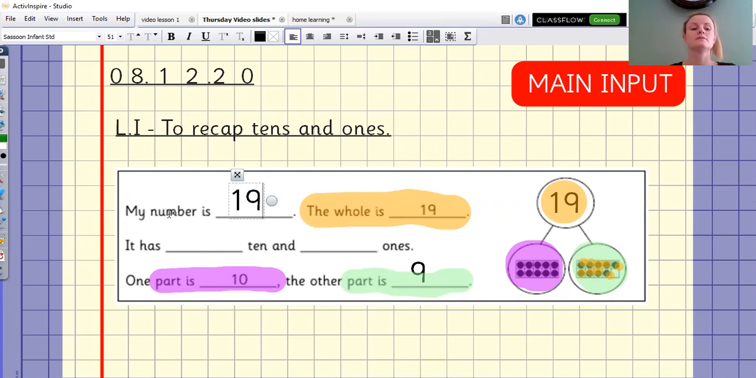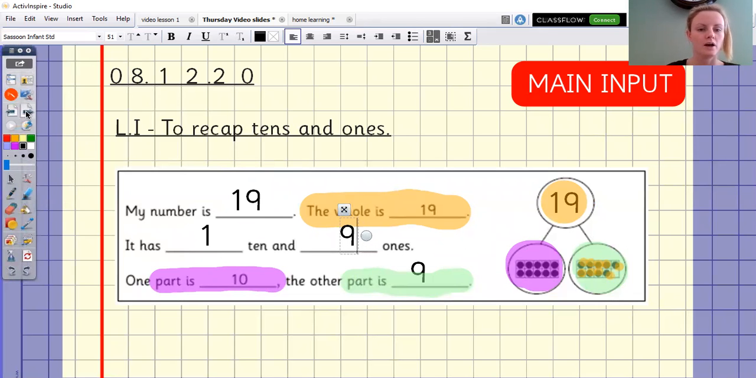The whole is 19. It has tens and ones. So we need to look at our part whole model and see: how many lots of tens are there? Okay, yeah, there is one lot of 10. How many ones are there? Okay, yeah, there are 9 ones. I might have already just told you, but slip of the tongue. So that is what one of the questions might look at.